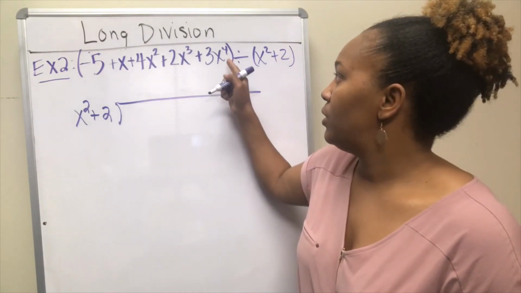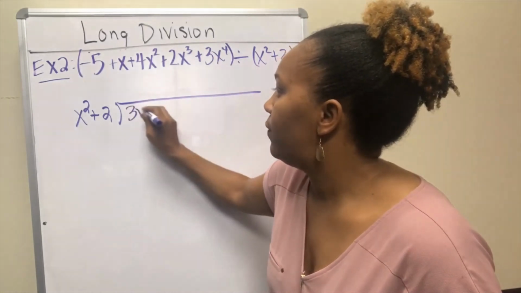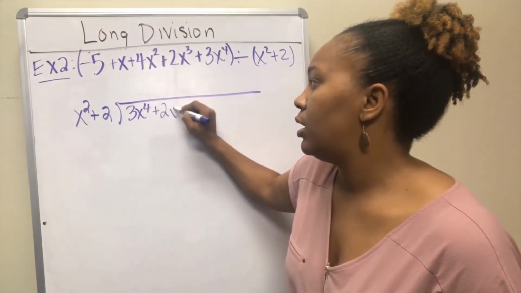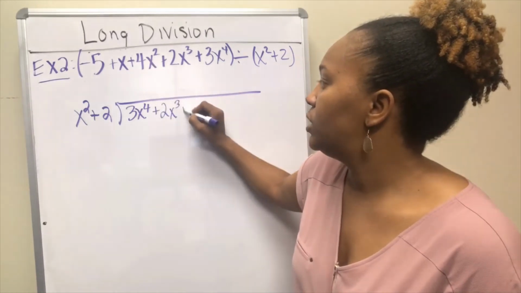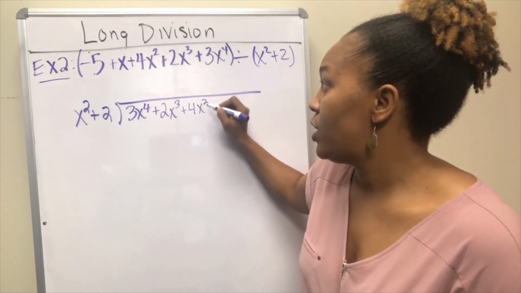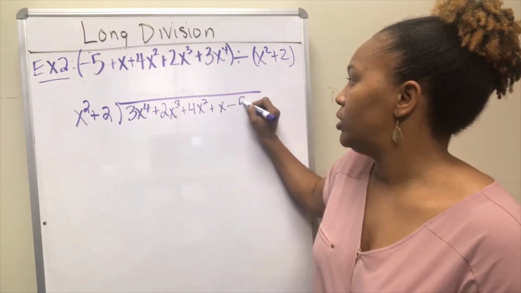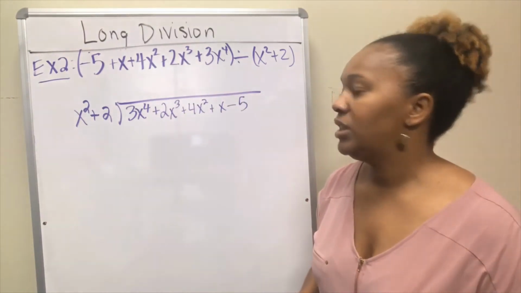So my biggest exponent is 4, so I will write 3x to the fourth first. Then I will need a third degree term, which is 2x to the third. Then a second degree, which is plus 4x squared. A first degree, which is plus x. And then a constant term, which is a 0 degree term, which is minus 5.